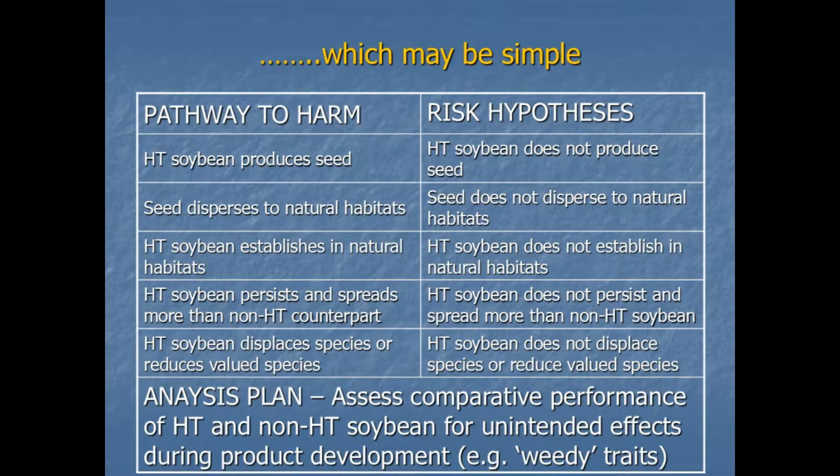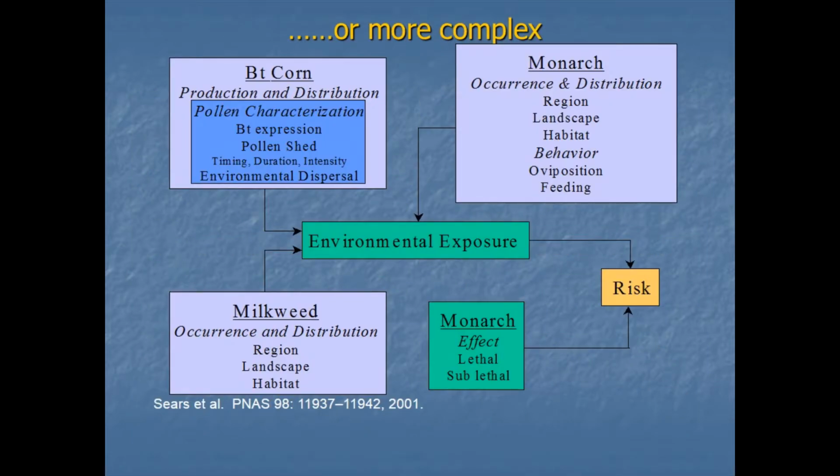Well, you can probably cut it off at this path if you find that it doesn't establish any more in natural habitats. And what you would do in order to test this, in your mind or on paper, is to look at the comparative performance of herbicide-tolerant and non-herbicide-tolerant soybeans for these sorts of unintended effects during product development. Is it more weedy? Have you any significant and meaningful way of saying, well, that's going to behave differently out there in the wild? So this is the way of getting to the harm from the growing of the crop.